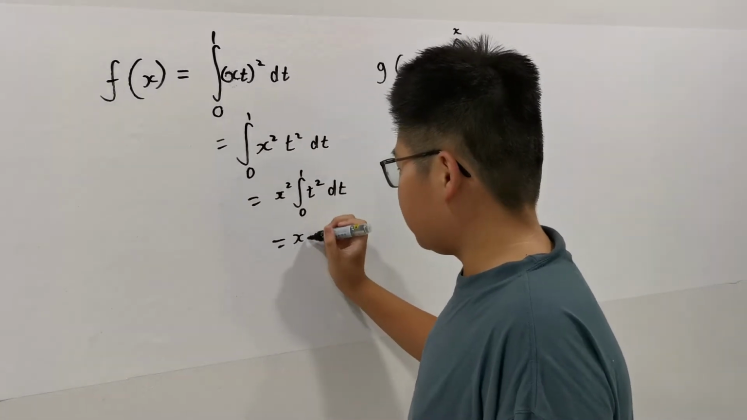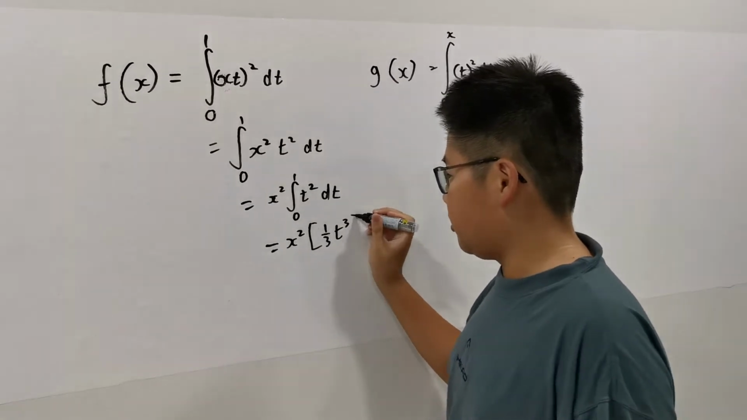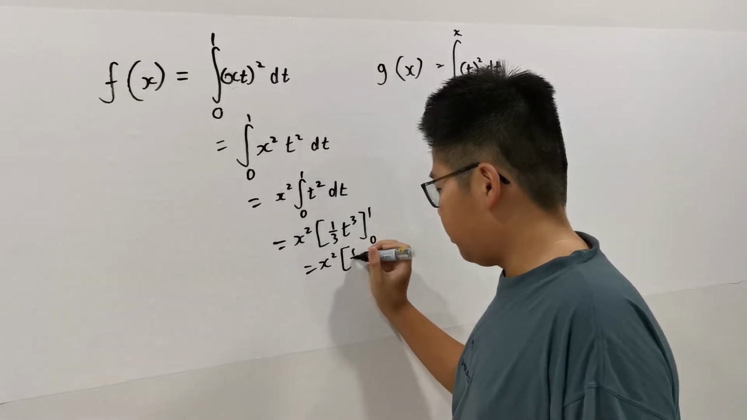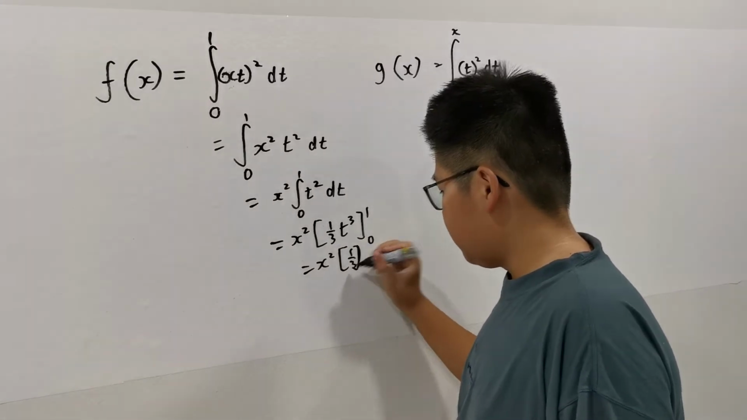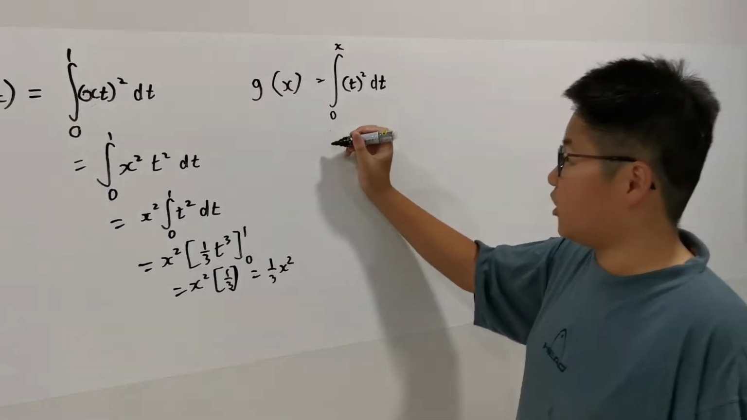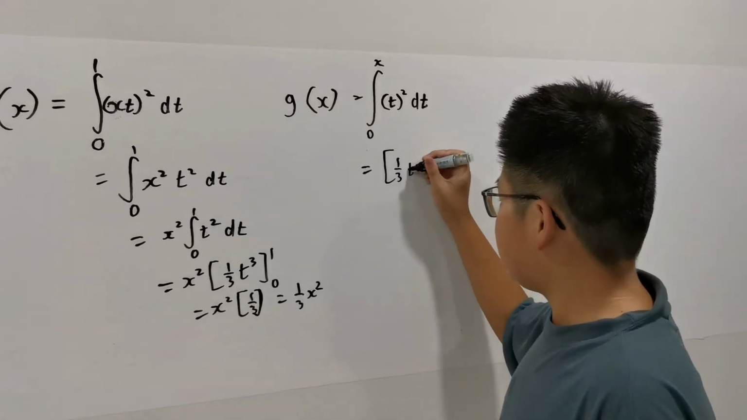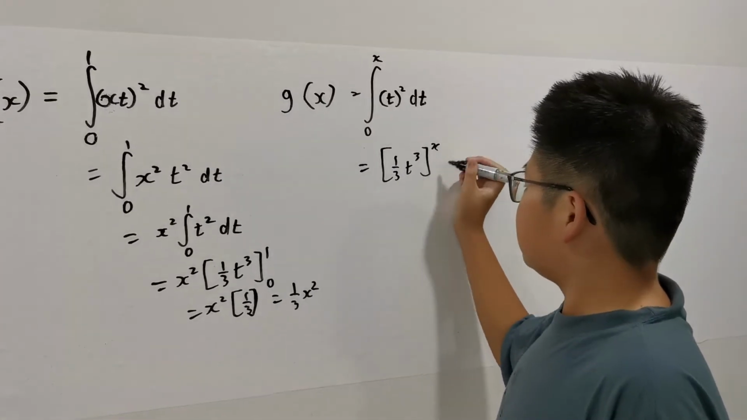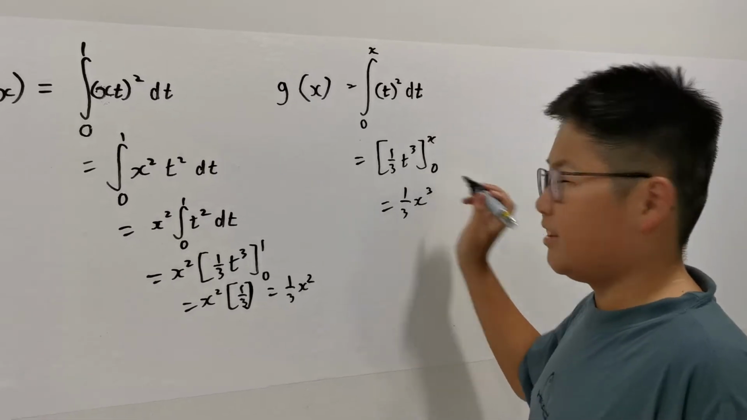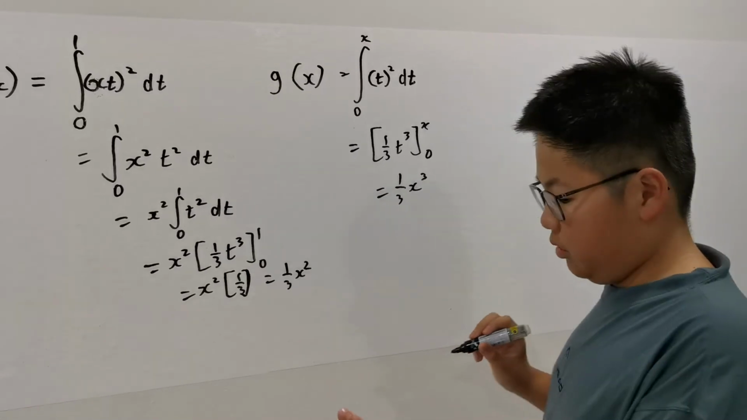Now we put the constant here, and the integral of x t squared is 1 over 3 t cubed, from 1 to 0, which equals x squared times 1 over 3, equals 1 over 3 x squared. This function, as we saw before, is 1 over 3 t cubed times x from 0; we ignore the 0, giving 1 over 3 x cubed. We ignore the 0 because 1 over 3 times 0 cubed would have been 0.